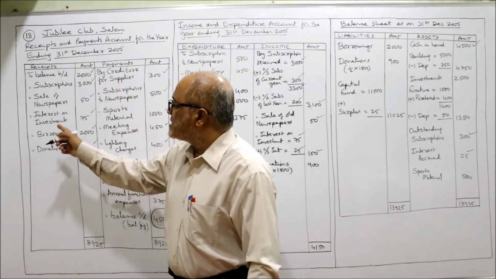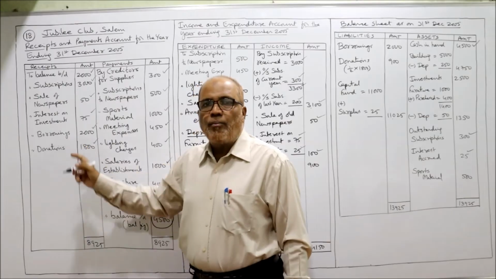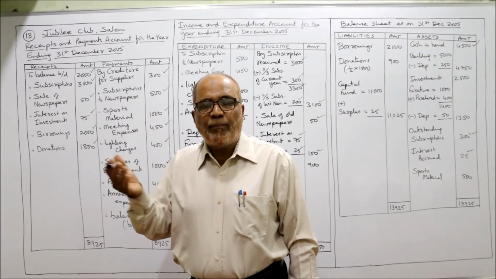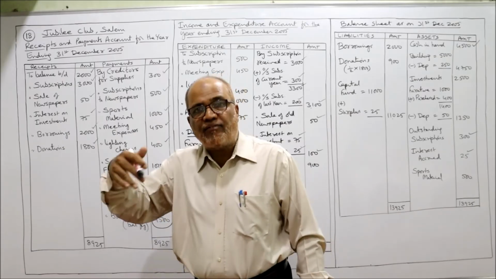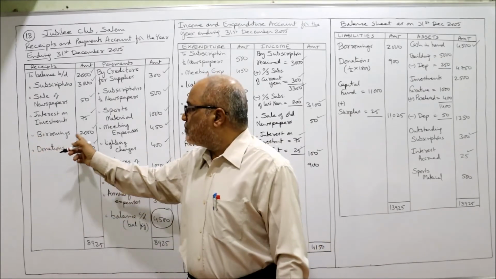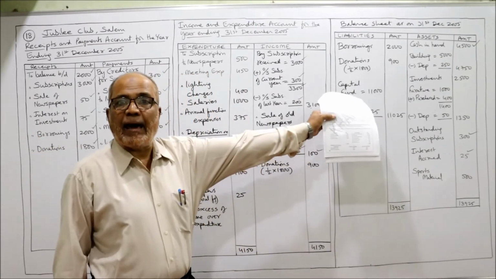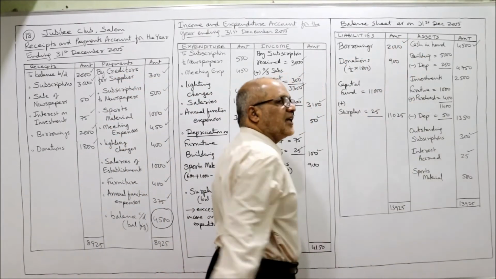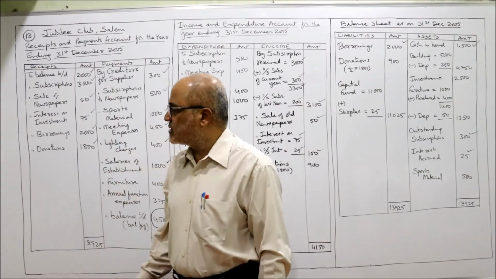Next, after interest, the next is borrowings. Borrowing is a liability. It is not an income. When we borrow some money, it's a liability. Afterwards, we have to pay it. So these borrowings 2,000 will be taken on the liability side. So liability side borrowings 2,000. It's a capital receipt, not a revenue receipt.